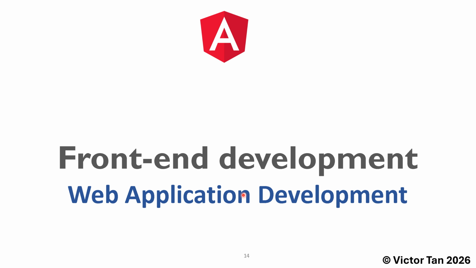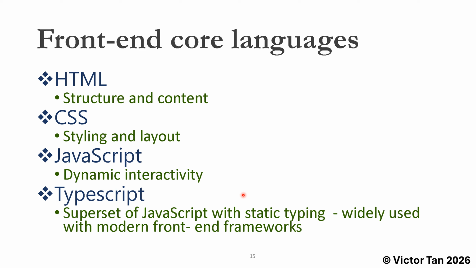Angular is all about front-end development. So the front-end core languages are HTML, which is essentially to structure and also to provide the content for your web page or for your web app. CSS to provide the styling and the layout. JavaScript, which is to provide the dynamic interactivity, so you can see stuff happening on your UI, on your web page or web app in real time. And TypeScript is a superset of JavaScript. Okay, it's an evolution in the development of JavaScript, which includes the feature of static typing.